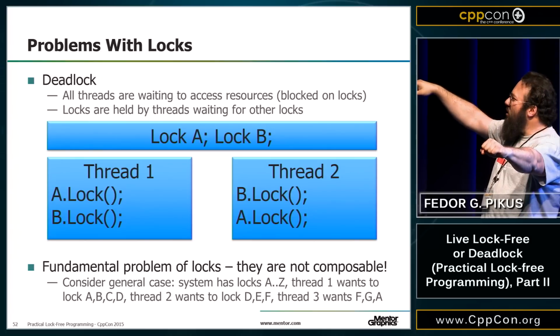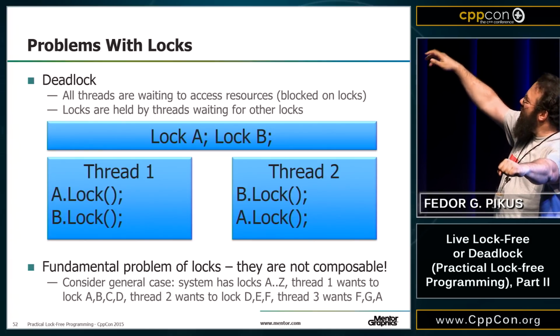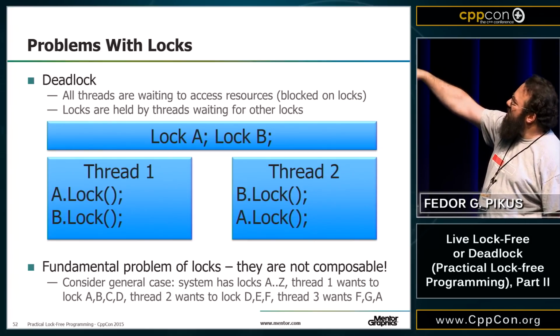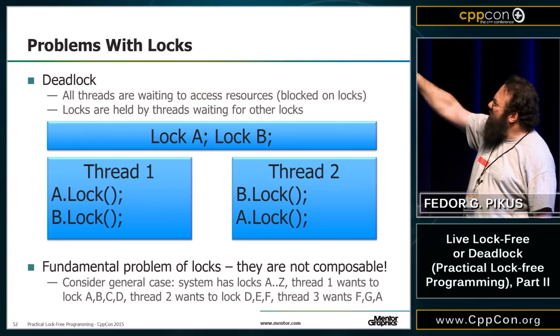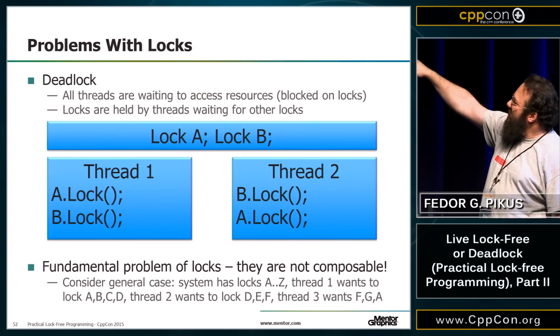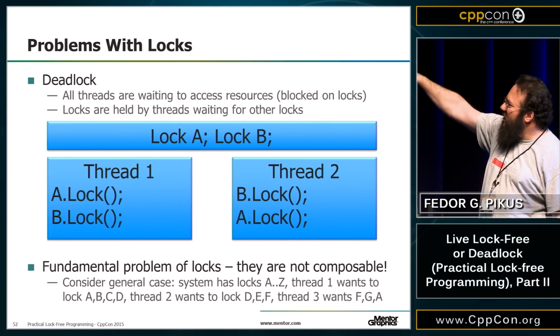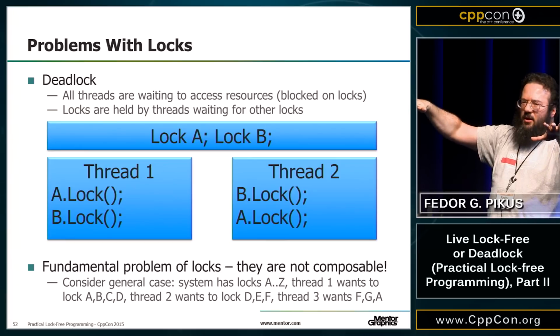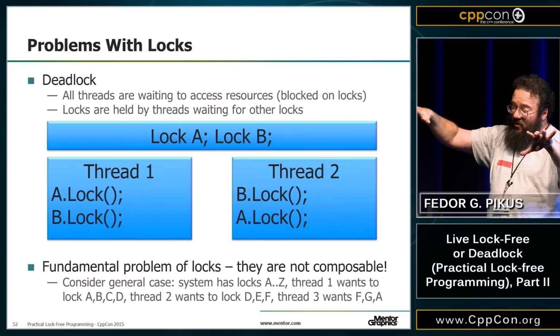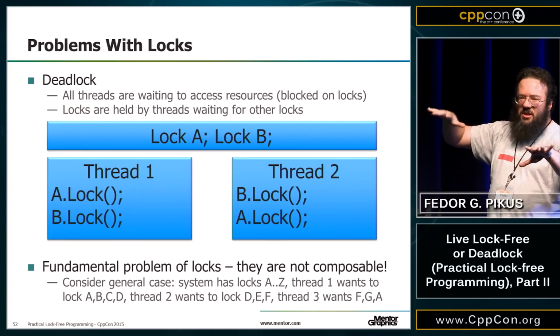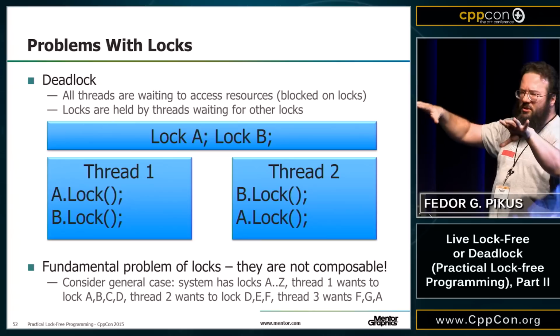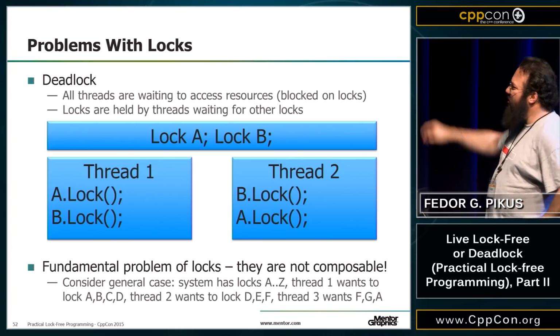Thread A gets a lock, thread B gets, the timing has to be unfortunate. Thread A gets an A lock, thread 2 gets a B lock. Now each of them wants the second lock, but they're not giving up the first one, which means neither of them is going to get the second lock, they're both stalled. And they're going to be stalled forever.